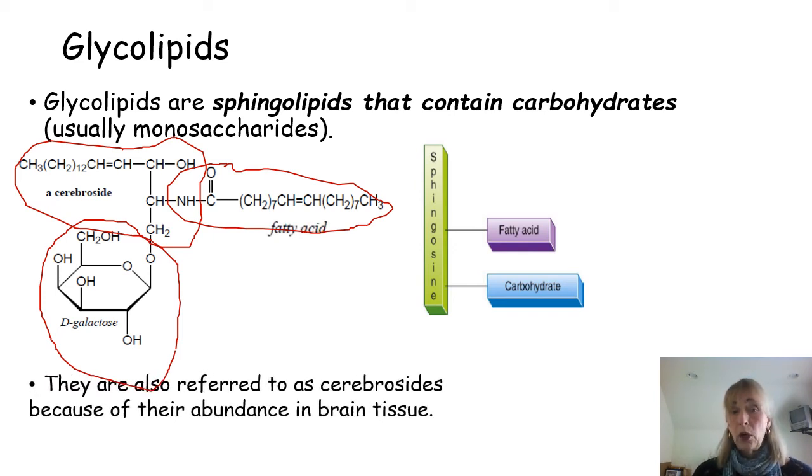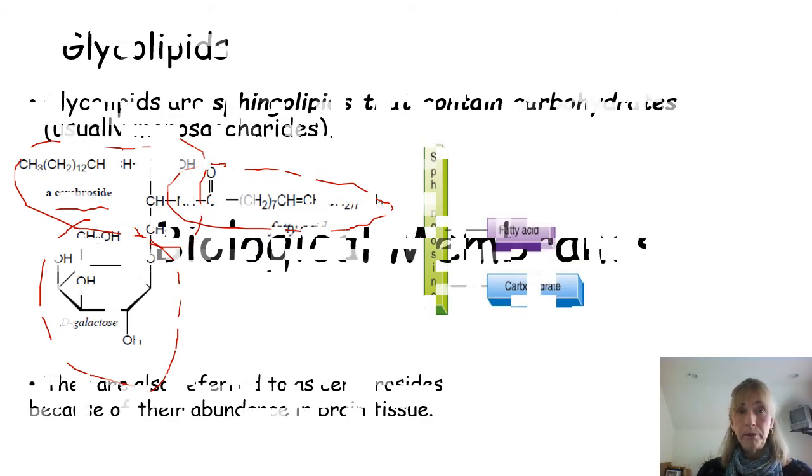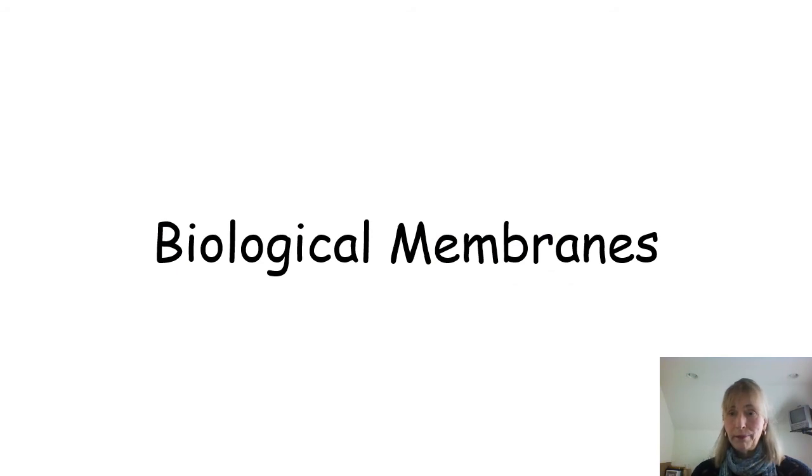All right, so they're also referred to as cerebrosides, hence this name. Glycolipids referred to as cerebrosides. And the reason why they're referred to as cerebrosides is because of their abundance in the brain tissue. All right, let's move on.